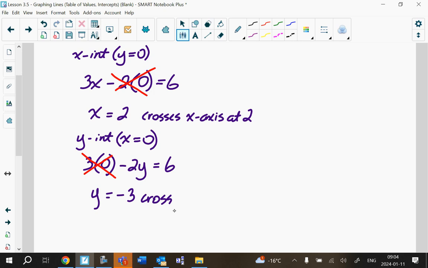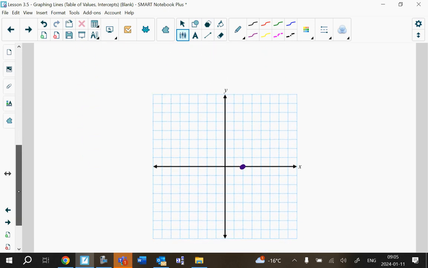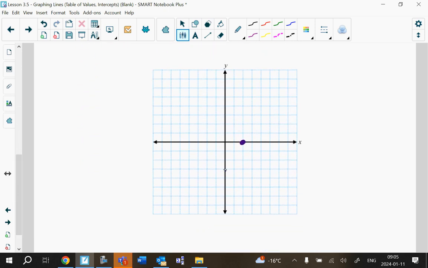And you don't have to write this out all the time. I'm just writing it out for your information. Crosses the y-axis at negative 3. So you go to the y-axis, you find negative 3. There's your 2 points on the line. Okay? Draw the line through it.